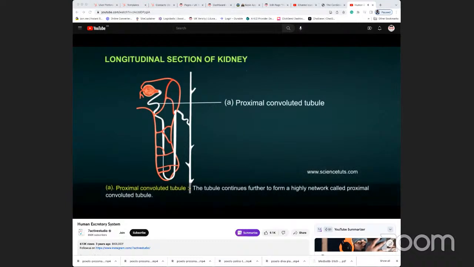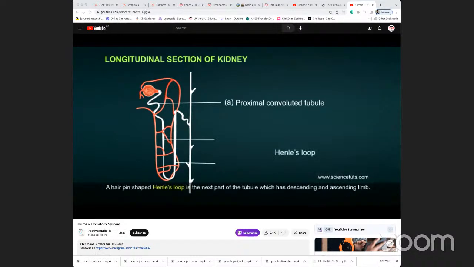A. Proximal convoluted tubule. The tubule continues further to form a highly coiled network called proximal convoluted tubule. A hairpin-shaped Henle's loop is the next part of the tubule, which has descending and ascending limb.